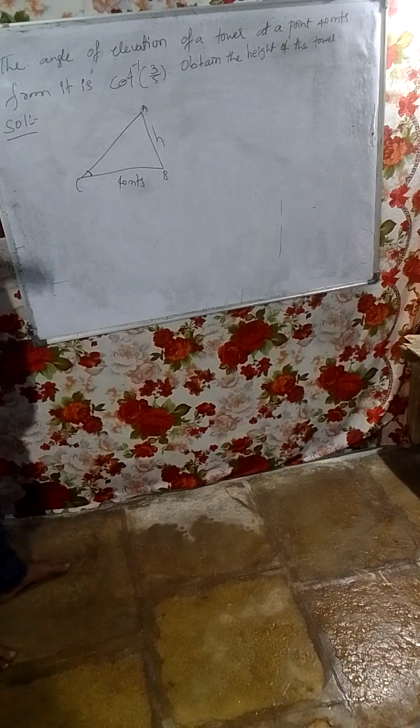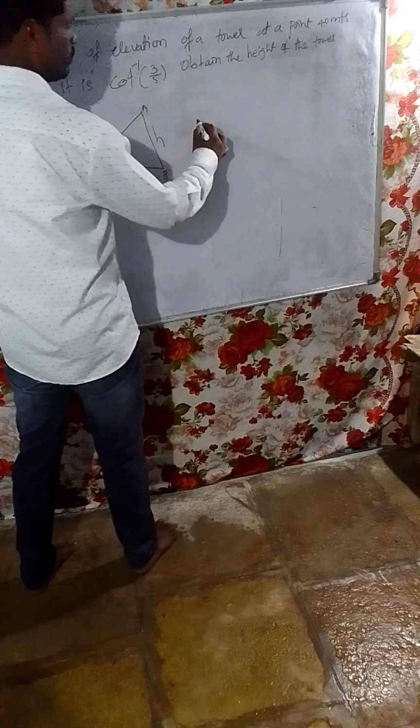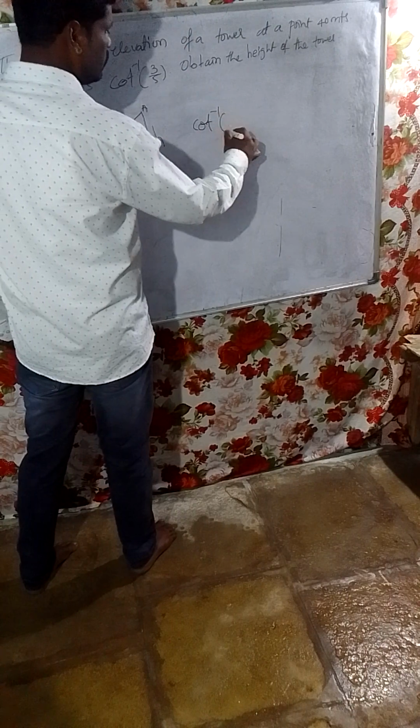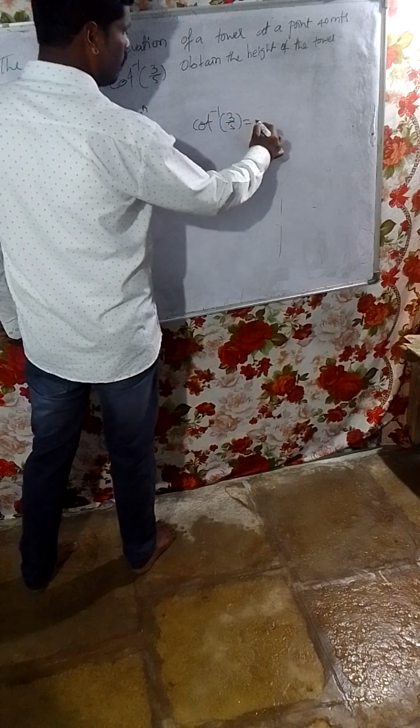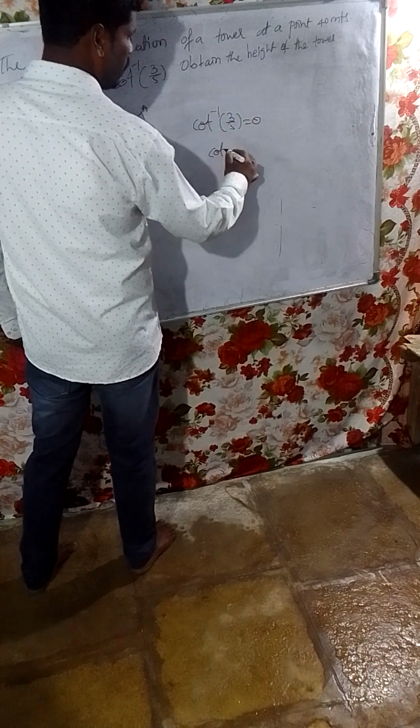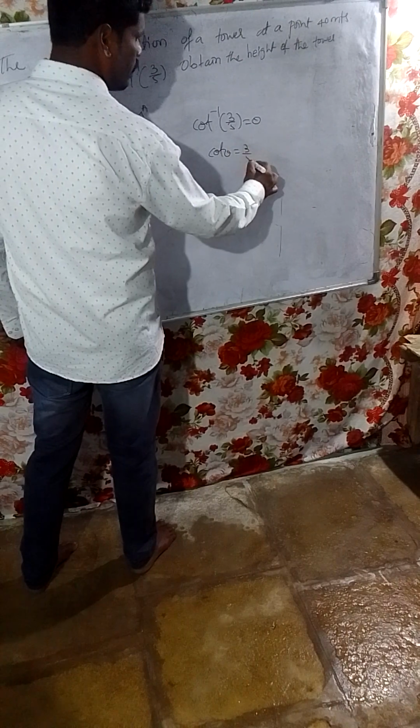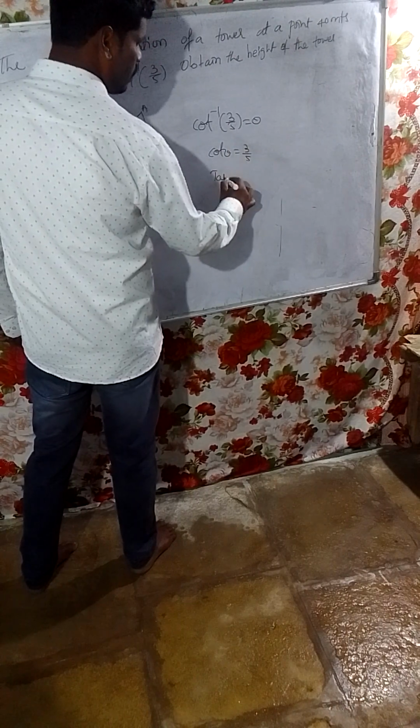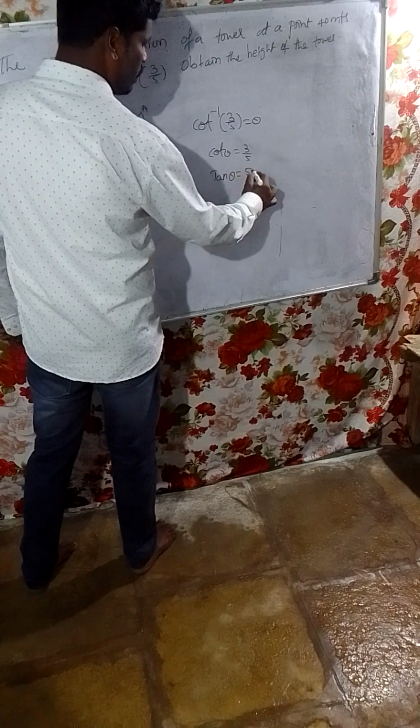See, basically cot inverse 3 by 5 is equal to theta, then cot theta is equal to 3 by 5. Then the reciprocal of cot theta, tan theta, is equal to 5 by 3.